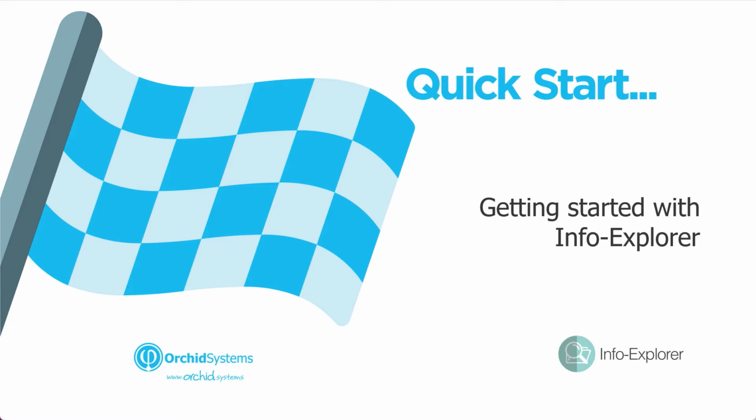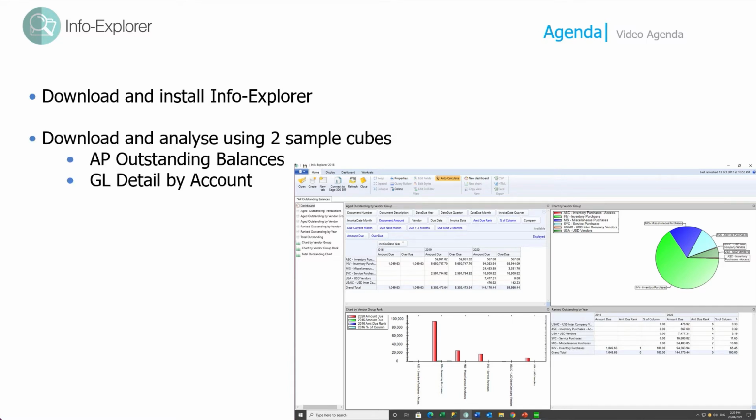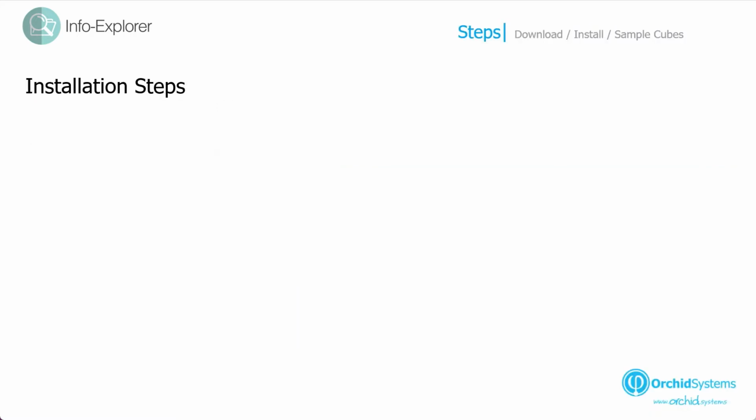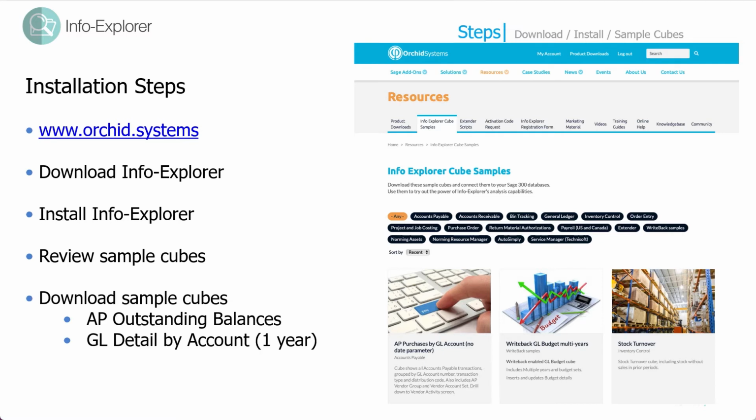Welcome to this quick start video, getting started with Info Explorer. My name's Anne from Orchid Systems. In this video, we're going to first download and install Info Explorer, and then we're going to analyze using Info Explorer. And for this, we're going to use two of our sample cubes, the AP outstanding balances and the GL detail by account. Initially, we're going to go to orchid.systems, download Info Explorer, install Info Explorer, and then review the sample cubes that we have on our website, orchid.systems. And we're going to download AP outstanding balances and GL detail by account.